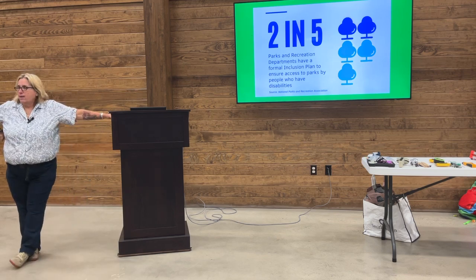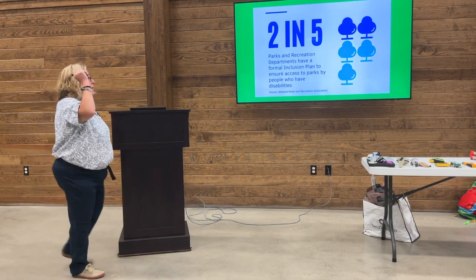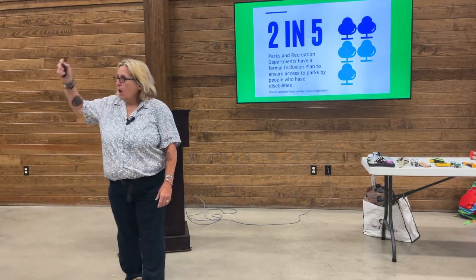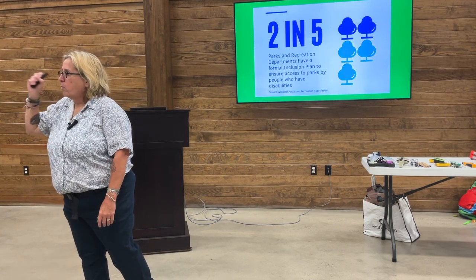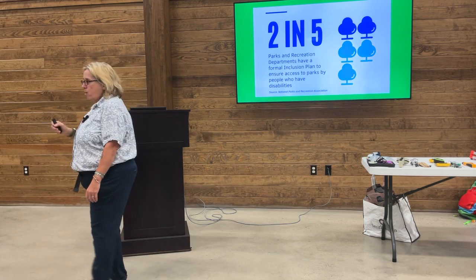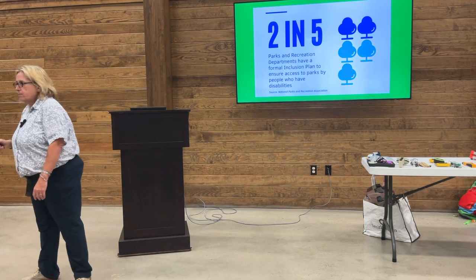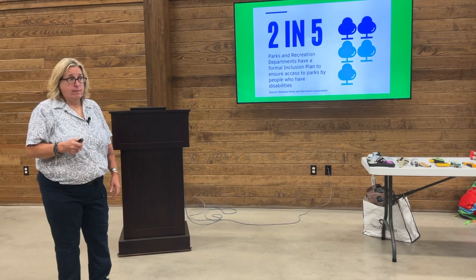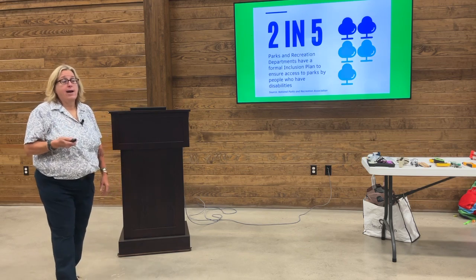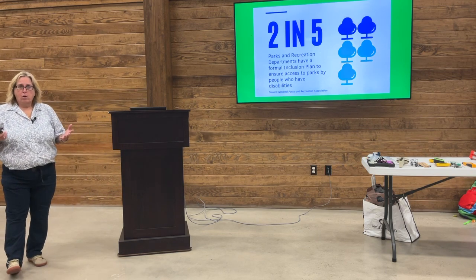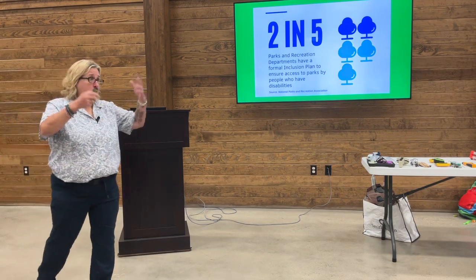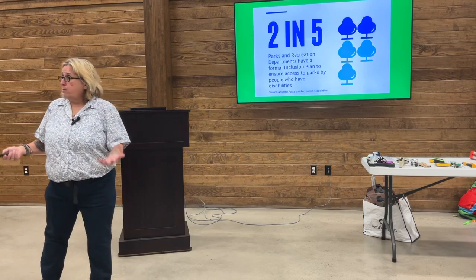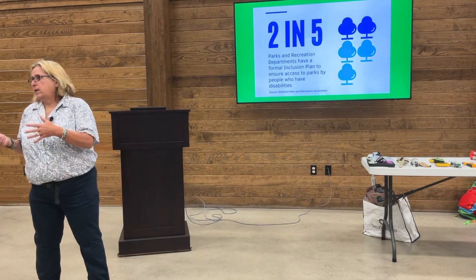And here's the thing that really is very impactful, because this is put out by NRPA. Only 2 in every 5 park and recreation departments have a formal inclusion plan to ensure access to parks by people with disabilities. Only 2 in 5. That's a staggering number. And it's not that people don't care. A lot of times it goes back to what you're talking about. You're the only one, or you're one of 2 or 3, or one of 4 or 5, up against other people. But there are ways to start making that needle move.